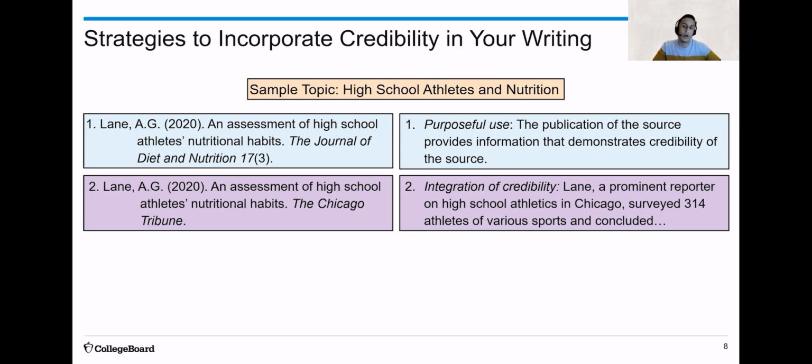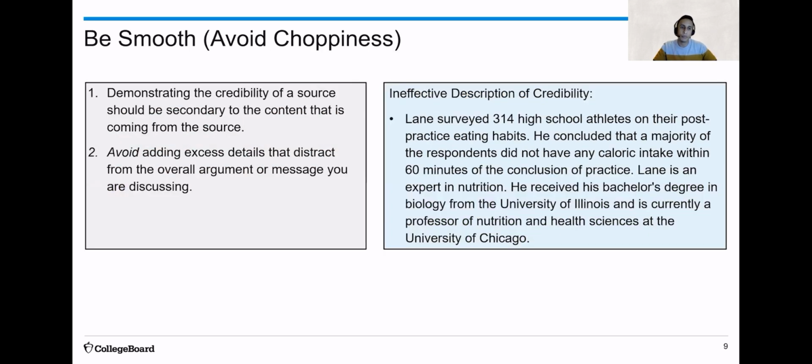It allows the reader to know that this source is credible. So one thing that I also wanted to touch on is to avoid choppiness when incorporating credibility. Sometimes students attempt to give us a little bit too much biographical information, and that can really get in the way of the overall flow of the paper and the overall effectiveness of the argument, because your explanation of the biography or background of the author gets in the way. So I want you to be aware of two things.